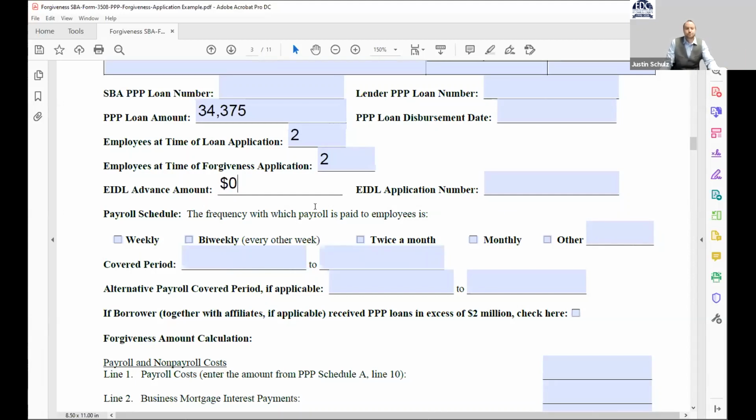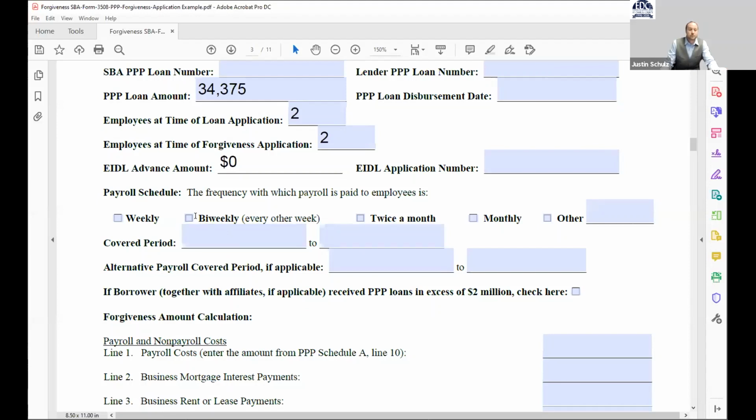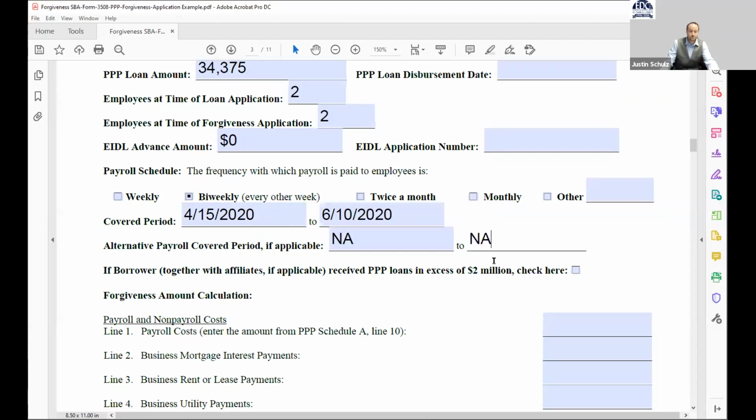All right. In this payroll schedule, we said that it was biweekly. For the covered period, they had the loans put in their account on April 15th, 2020. They have 8 weeks from that time period to do everything. That means their covered period ends June 10th, 2020. They did not opt for the alternative covered period, so we're going to say not applicable.